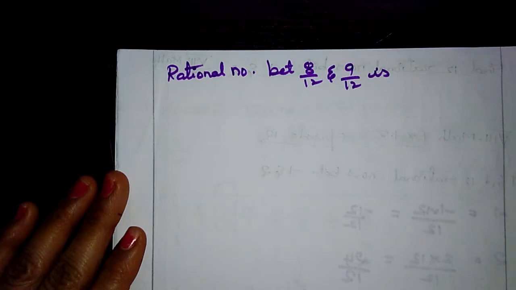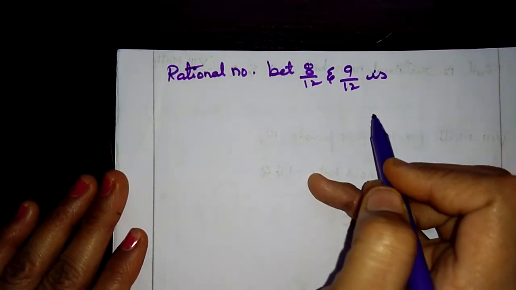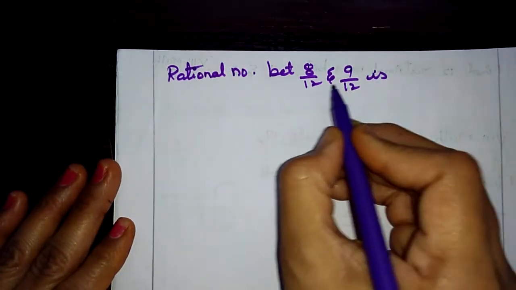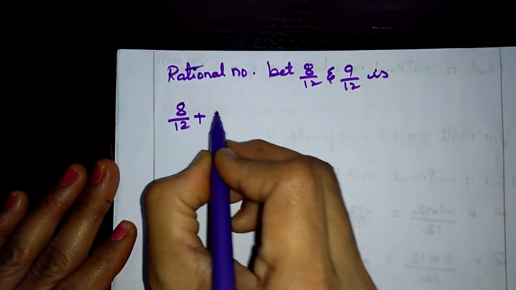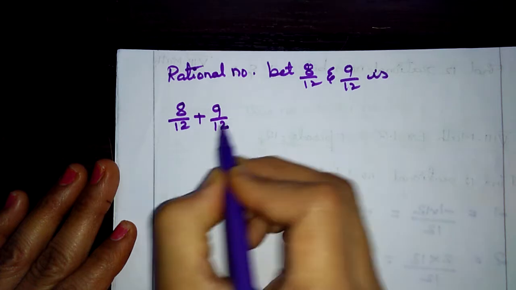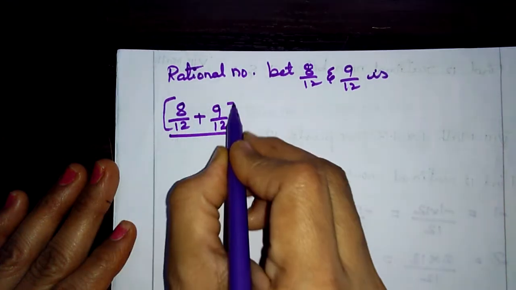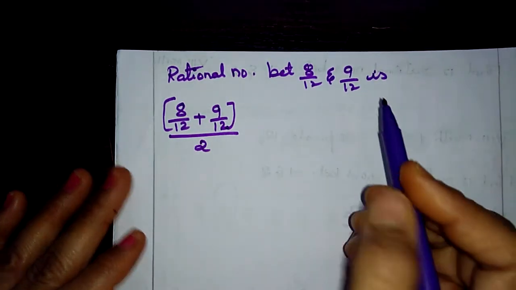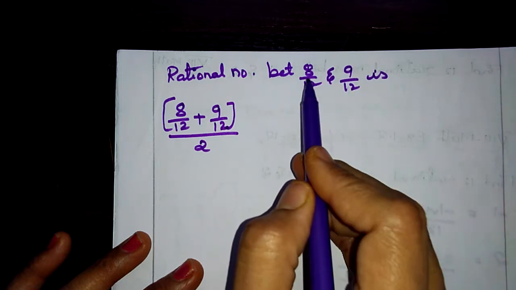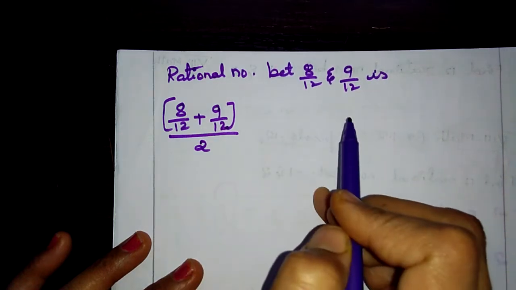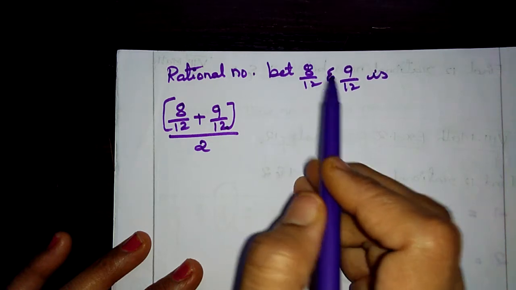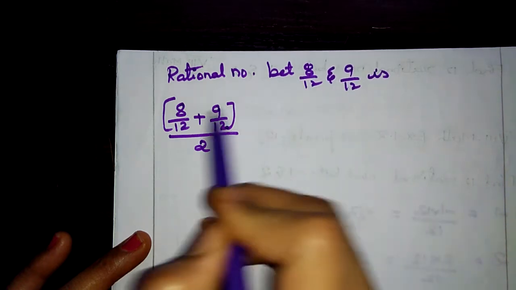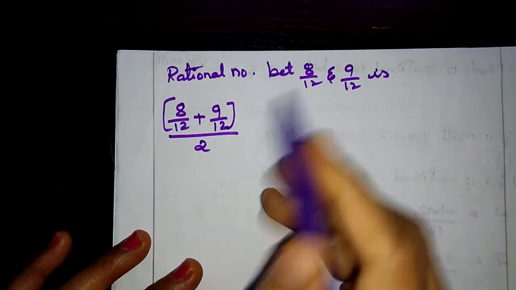See this, children, a rational number between 8 by 12 and 9 by 12, how to do it? I told you, mean means 8 by 12 plus 9 by 12 by 2. Mean means two numbers are there, so this number plus this number by 2. Sum of all observations divided by number of observations. So sum of all observations means these two only. So add these two and divide by 2.